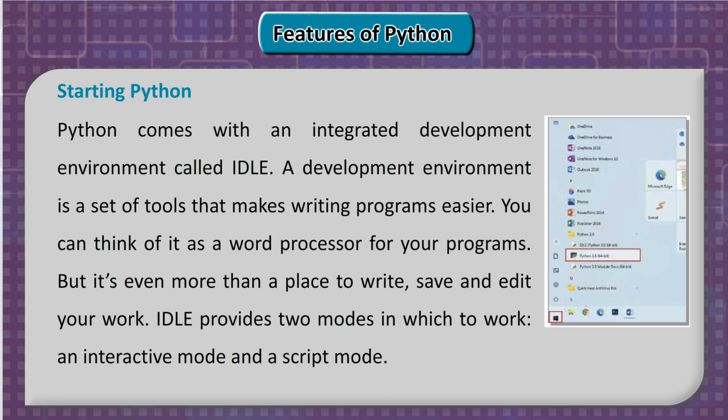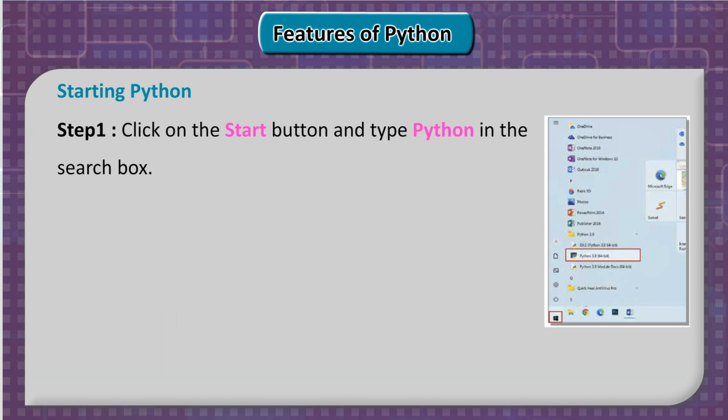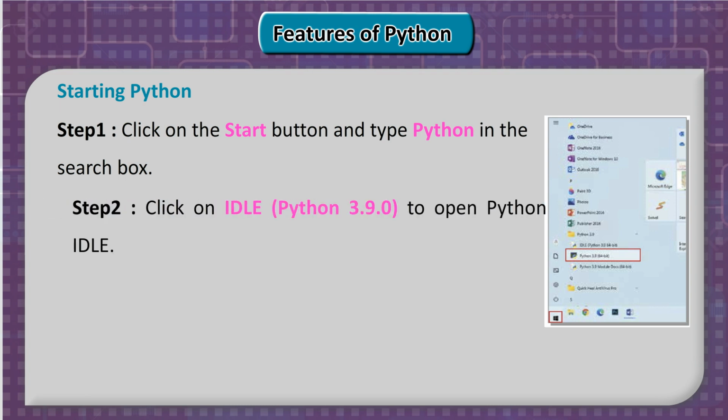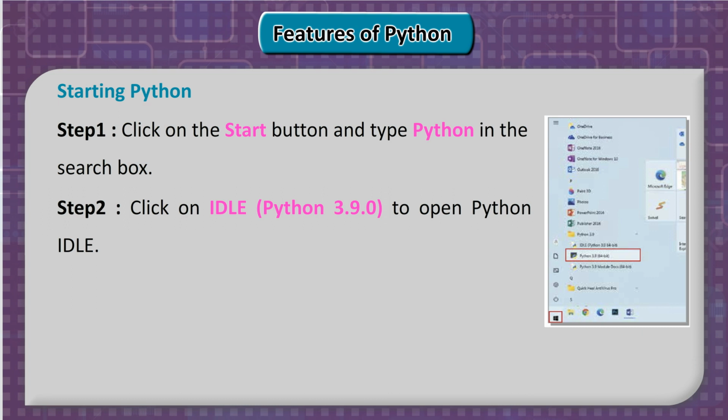Starting Python. Python comes with an integrated development environment called IDLE. A development environment is a set of tools that makes writing programs easier. You can think of it as a word processor for your programs. But it's even more than a place to write, save and edit your work. IDLE provides two modes in which to work: an interactive mode and a script mode. Step 1. Click on the Start button and type Python in the search box. Step 2. Click on IDLE, Python 3.9.0, to open Python IDLE.